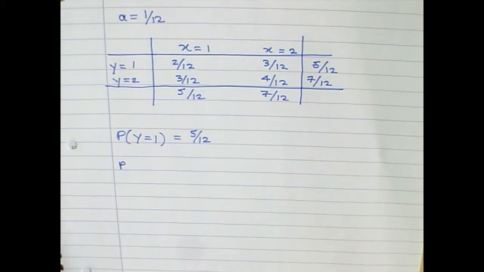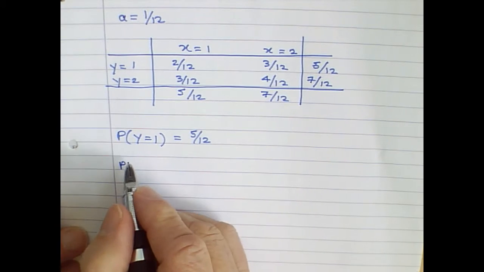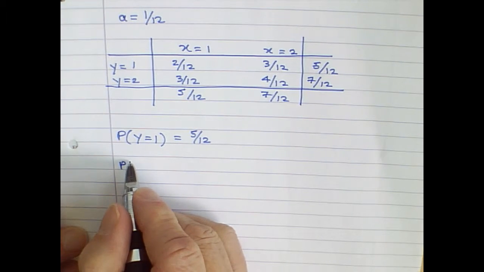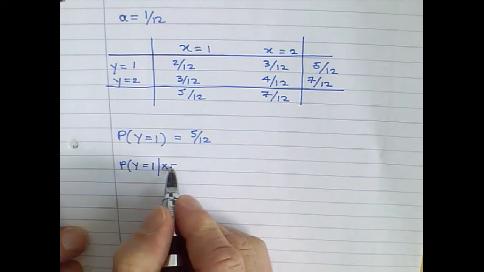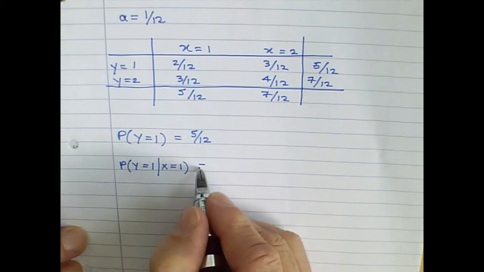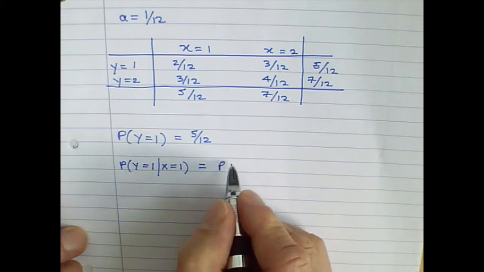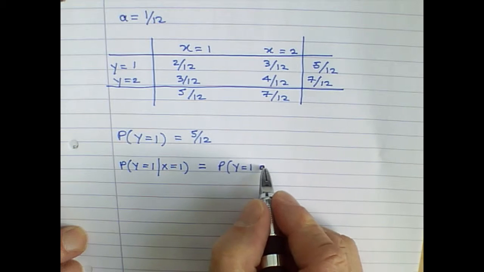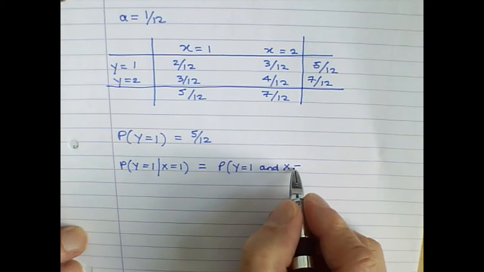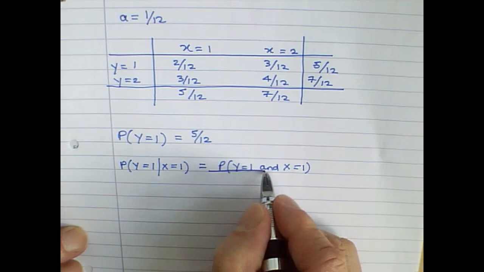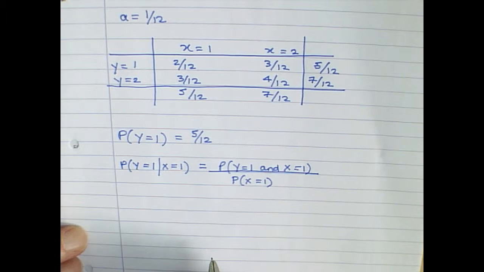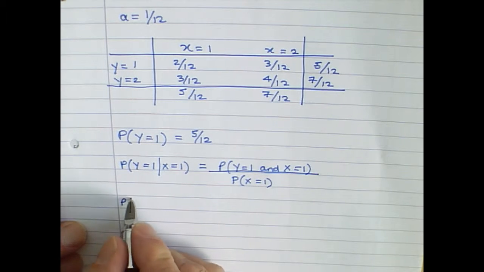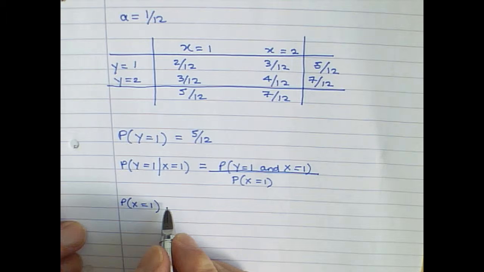Now, we want to calculate the conditional probability that y equals 1 given that x equals 1. So we calculate y equals 1 given that x equals 1 is equal to the ratio of the joint probability that y equals 1 and x equals 1 divided by the marginal probability that x equals 1. Now we've already calculated these values from the table. The marginal probability that x equals 1 is equal to 5 over 12.